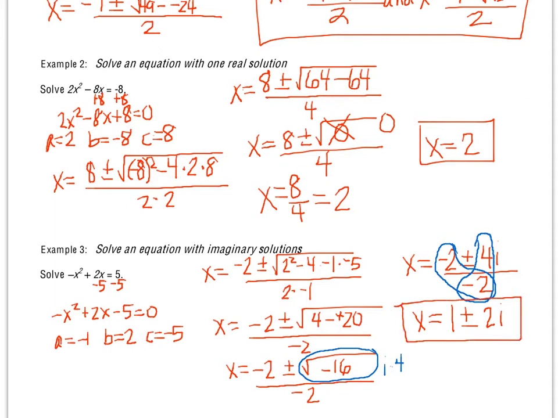So this is my final answer right here. x equals 1 plus or minus 2i. Let's look at the other side of our notes.